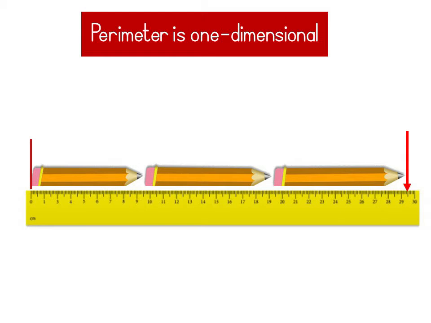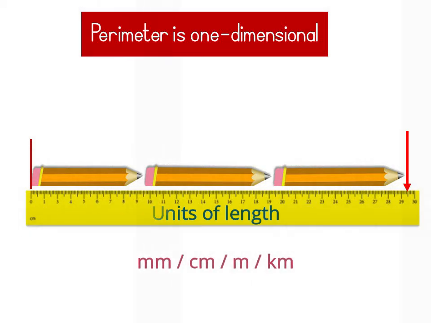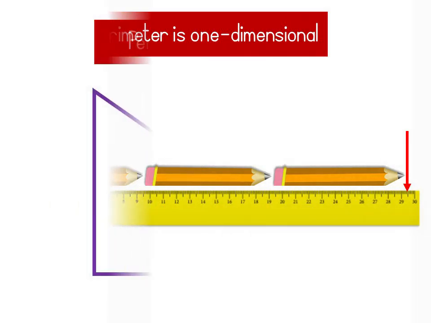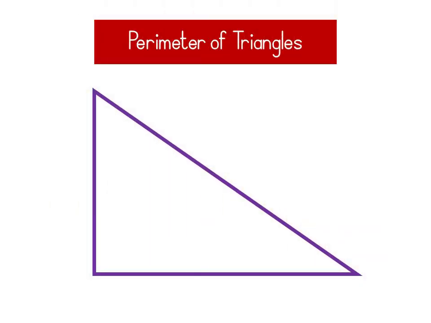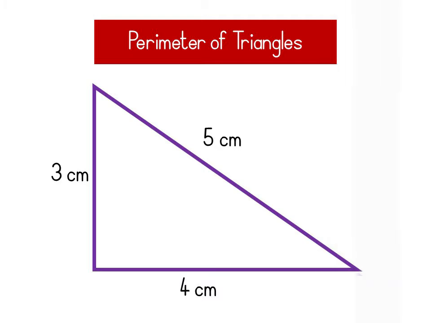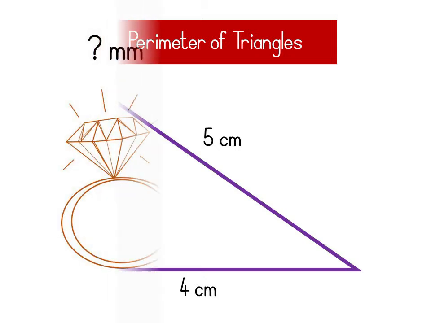Emphasize to the learners that distance or length around a geometric shape is measured in units of length: millimeters, centimeters, meters, etc. Explain to the learners that to measure the perimeter of a triangle, we only need to add the lengths of the 3 sides. 3 centimeters plus 4 centimeters plus 5 centimeters equals 12 centimeters. The unit of length is very important and must always be indicated.